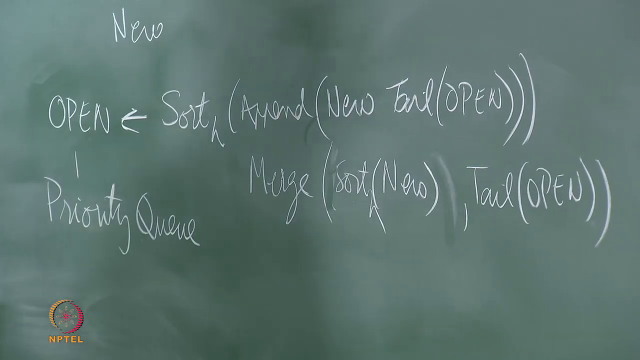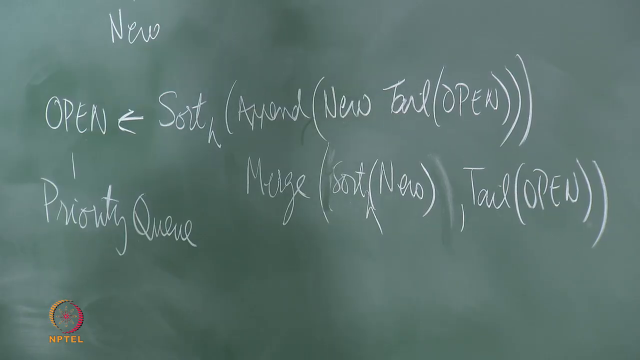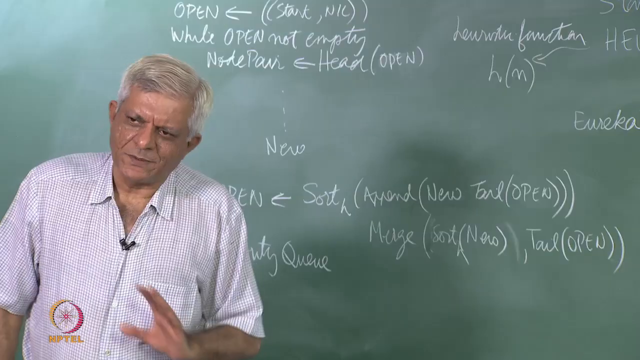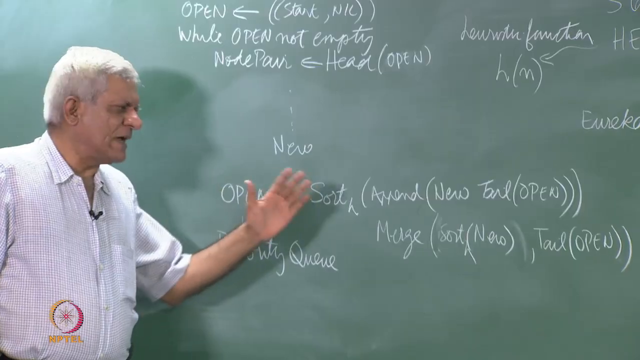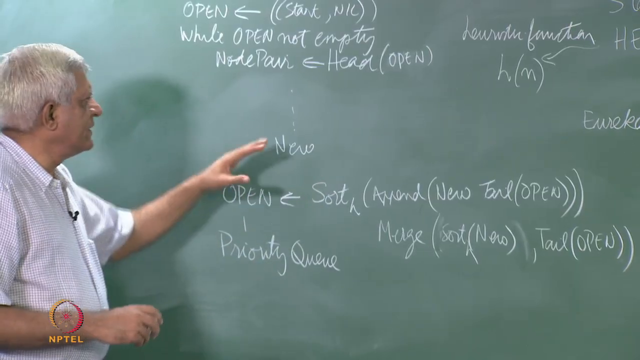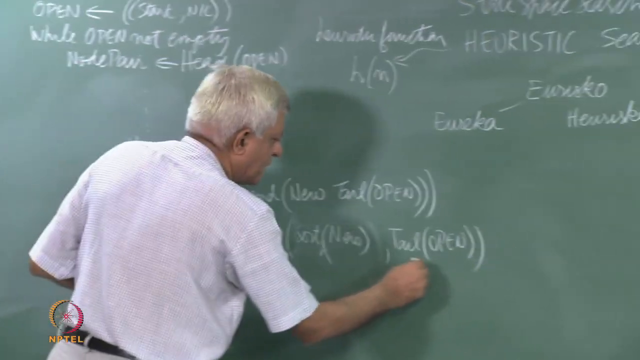Of course, there are many different mechanisms to implement priority queues. We will not go into that. We will just make this observation that you must somehow implement open efficiently. So, what is really happening? Just imagine this, that we have this tail of open.